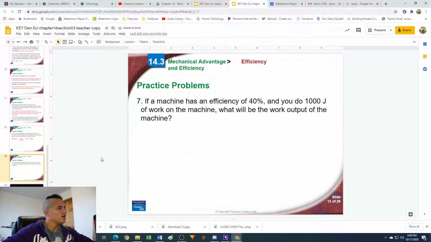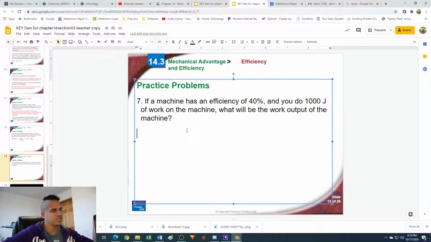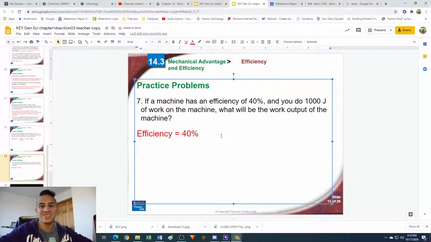So, all right, last question, number 7. If a machine has an efficiency of 40% and you do 1,000 joules of work on the machine, what will be the work output of the machine? Okay, so if it has an efficiency equal to 40%, that means if you do 1,000 joules of work, it's only going to give you 40% out.